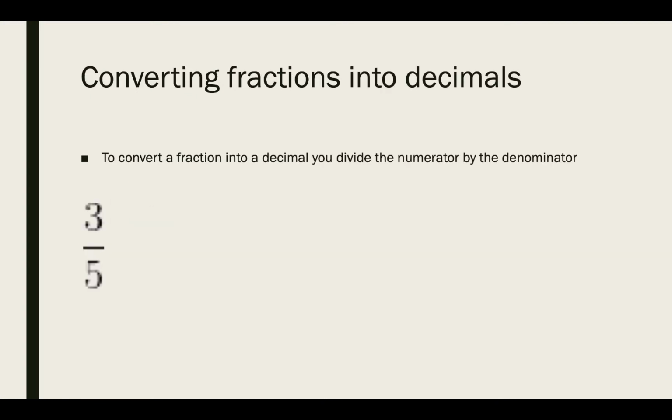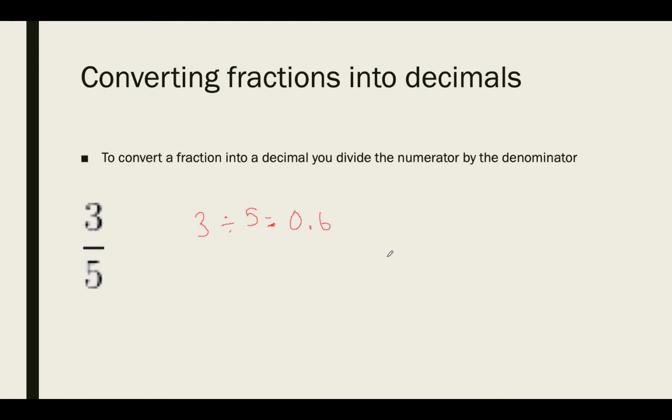So, converting fractions into decimals. When converting a fraction into a decimal, the only thing you have to do is divide the numerator by the denominator. So here we have 3 over 5, and to turn this into a decimal, what we have to do is 3 divided by 5. And 3 divided by 5 equals 0.6.